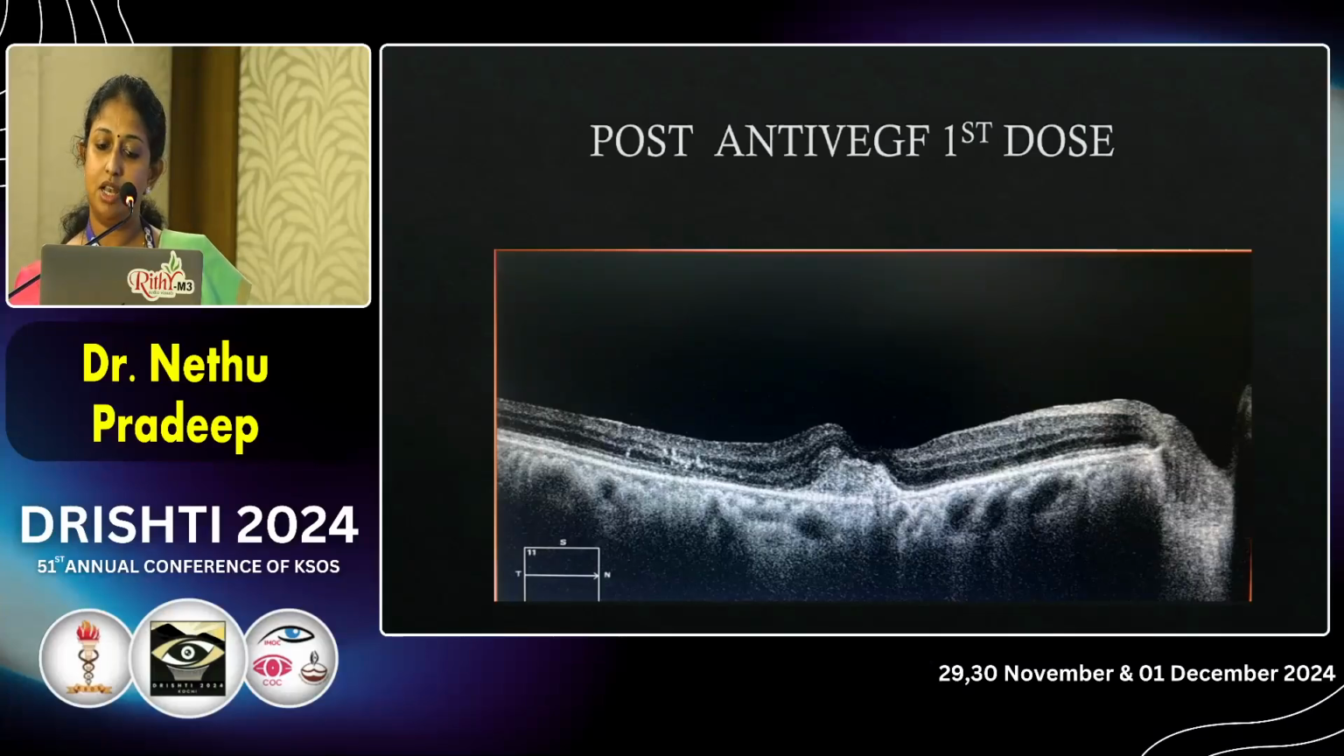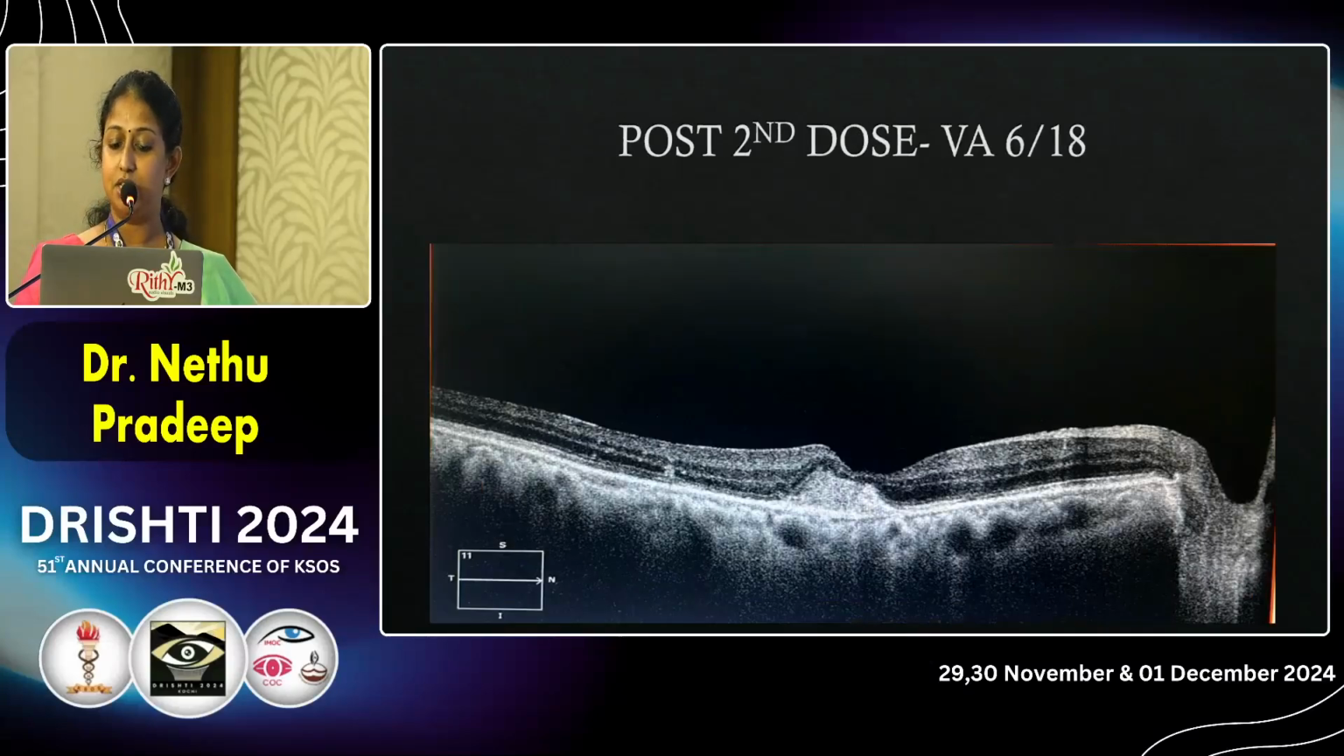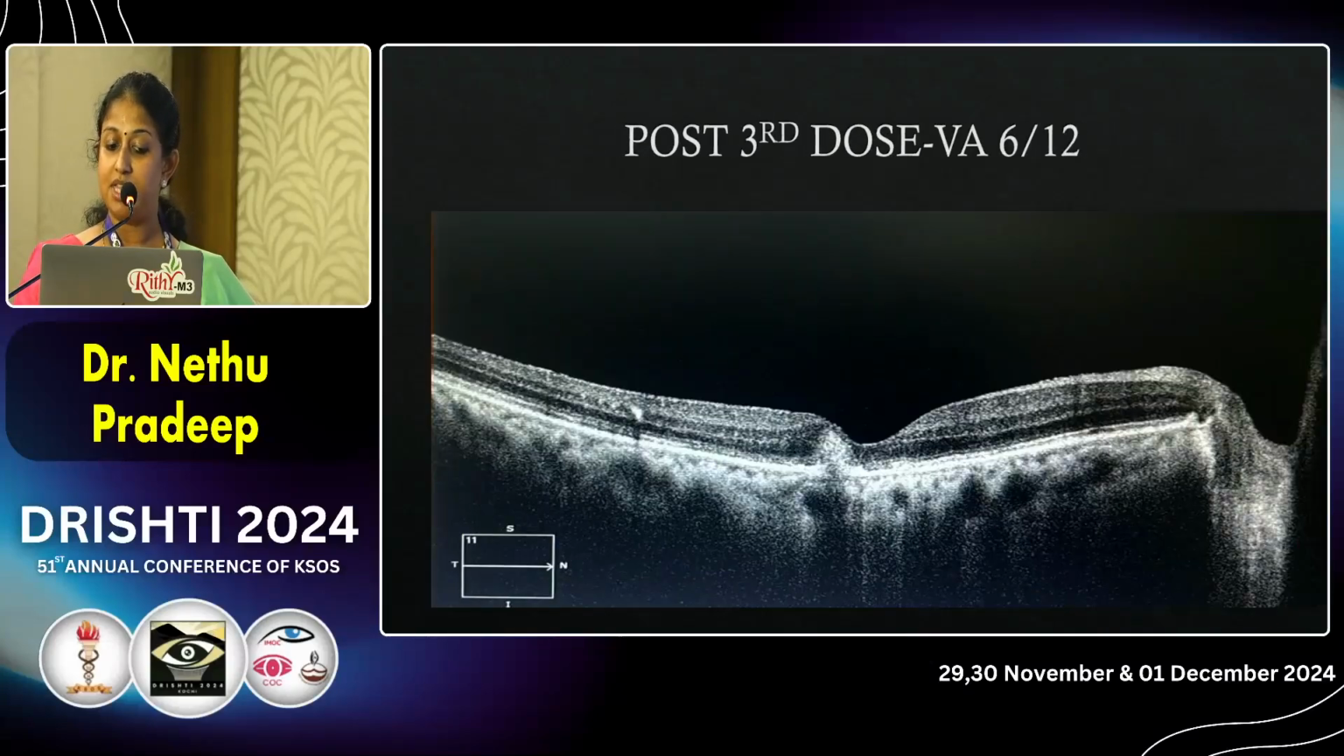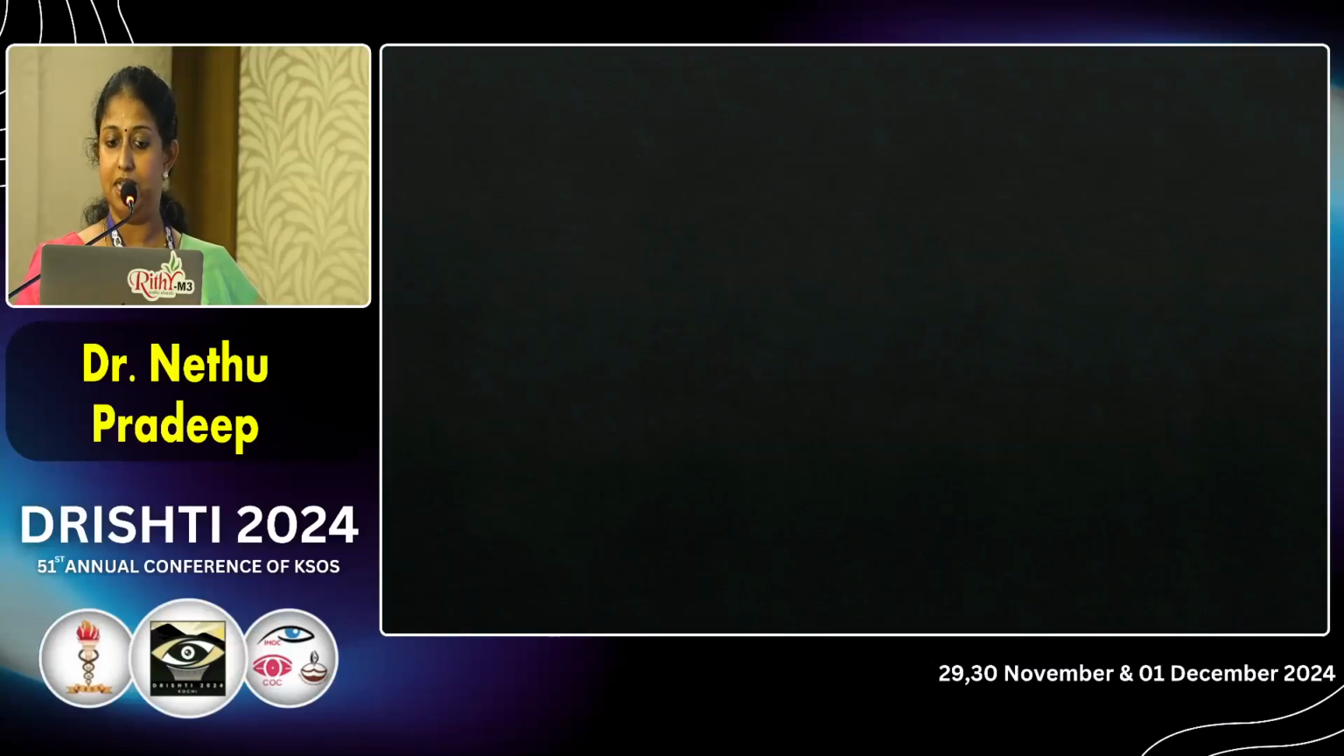Post intravitreal anti-VEGF first dose itself, the IRF has gone completely, and only hyperreflective material is remaining. However, when we saw the patient clinically, there were still exudation and hemorrhages. So we repeated the dose of anti-VEGF, and post anti-VEGF third dose, the visual acuity improved to 6/12. The IRF has gone completely, and the exudates also decreased considerably.